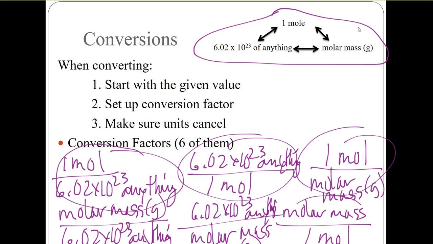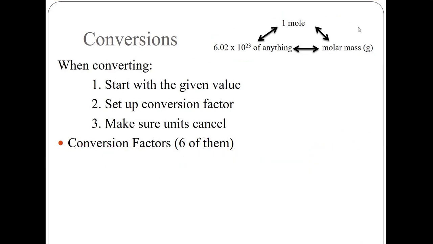Whatever you're trying to convert, you will match it up so that the unit you're trying to cancel out will be at the bottom. Then notice that they're all the same. Whatever's on the top and whatever's on the bottom, they are equal to each other. That's what a conversion factor is.